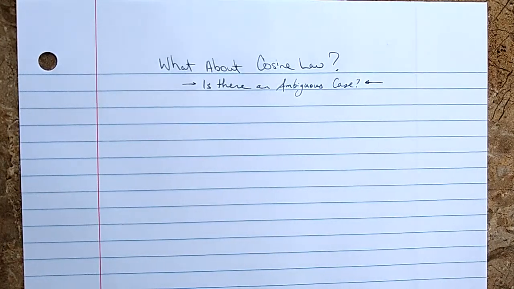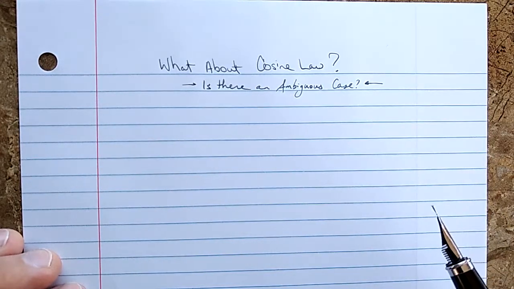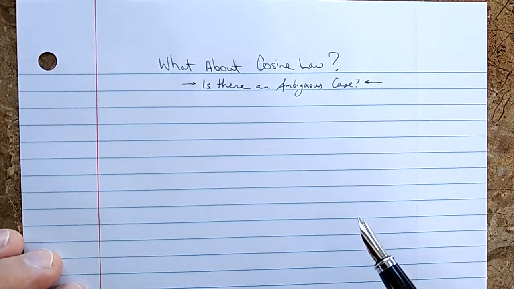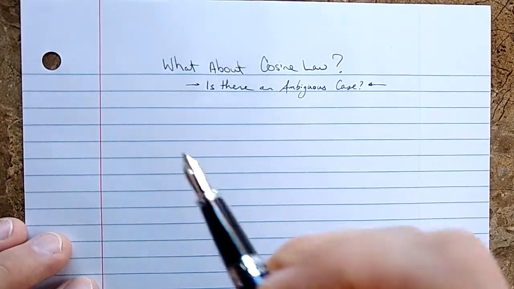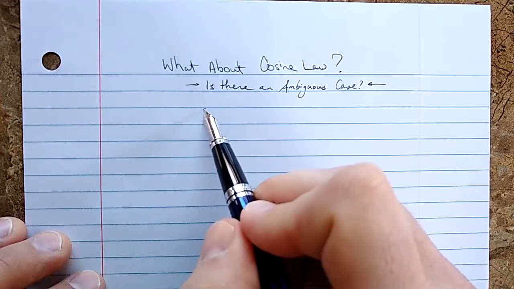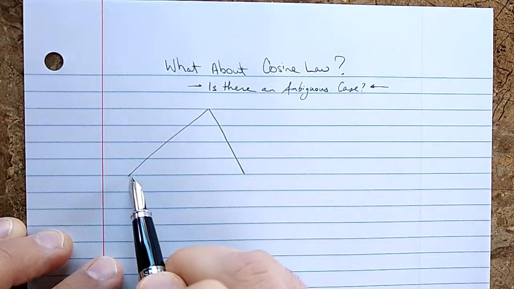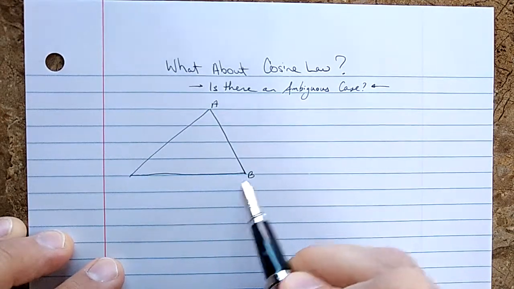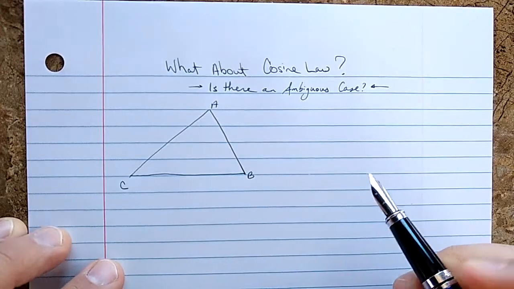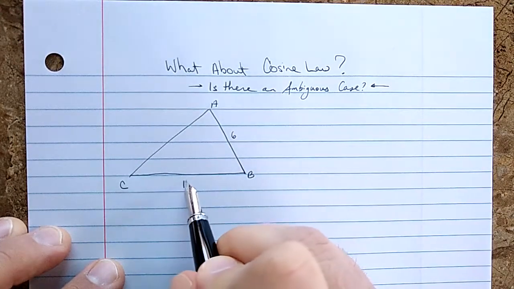Now you might be wondering, what about the cosine law? Is there an ambiguous case there as well, the same as there is for the sine law? And thankfully there isn't, but there is one small thing to be careful of, and so I'm going to show that to you right now. So let's draw a triangle. And let's call it A, B, C. I'm going to give you some side lengths, but I'm not going to give you an angle.